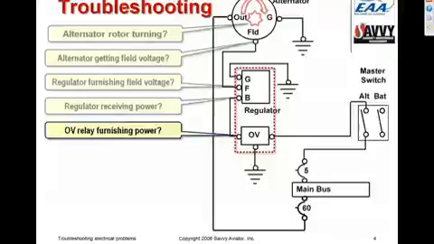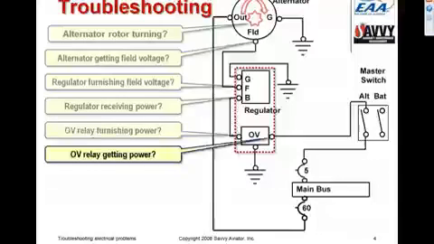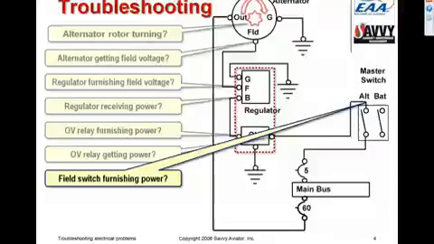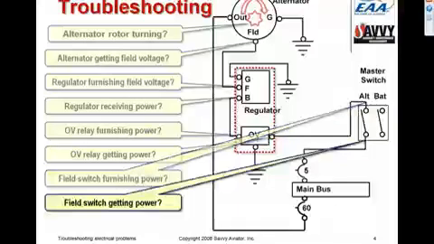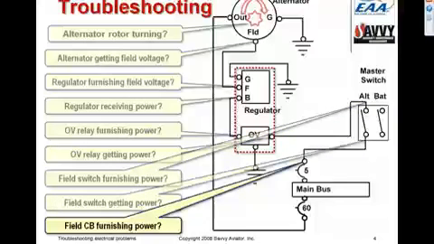We have to keep backing up and see whether the overvoltage relay is furnishing power. This is assuming that the overvoltage relay is a separate device and not combined into the regulator. Is the overvoltage relay getting power? Is the alternator field switch furnishing power? Is the alternator field switch getting power? Is the breaker furnishing power? And so on. And so we just work back with our meter until we find where the field voltage is being lost, and we have found our culprit.